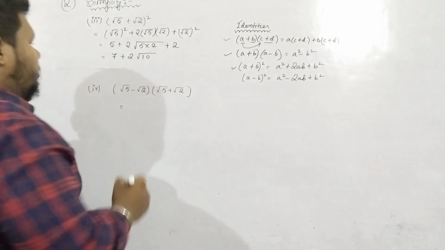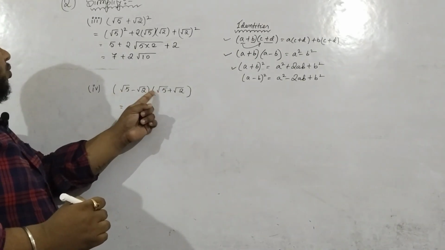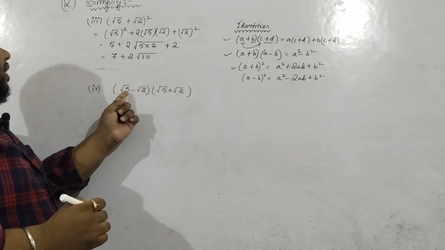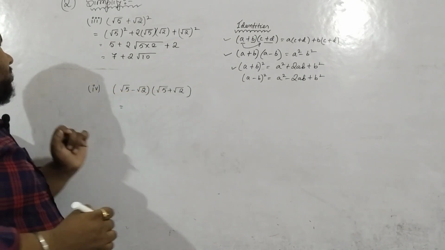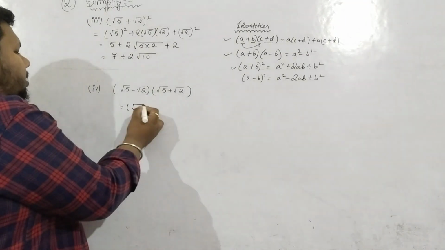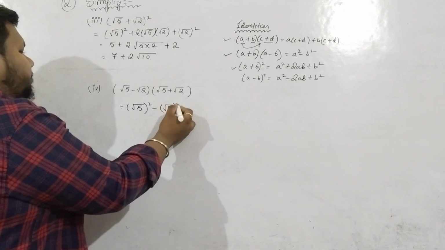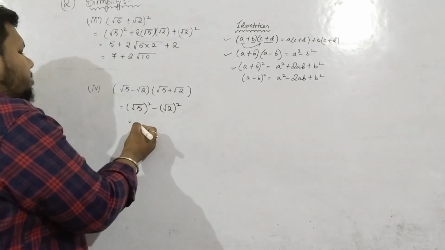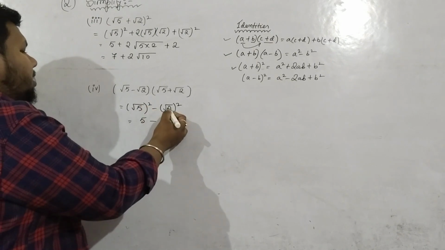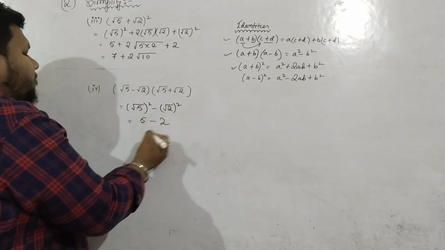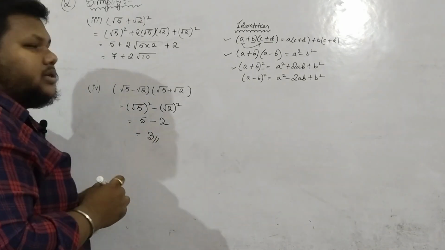So next question: root over 5 minus root over 2, into root over 5 plus root over 2. A minus b, you see the terms are the same. A minus b into a plus b. What was the formula? A square minus b square. Root over 5 square is what? 5, because the square and square root got cancelled. Again square and square root got cancelled. 5 minus 2 is what? 3. Okay, I hope it is clear.